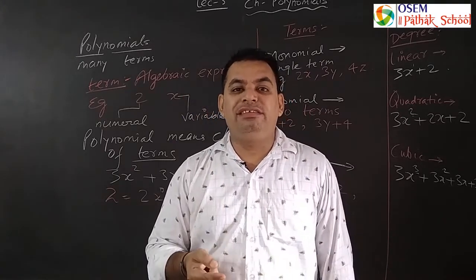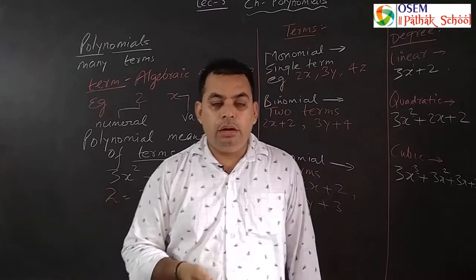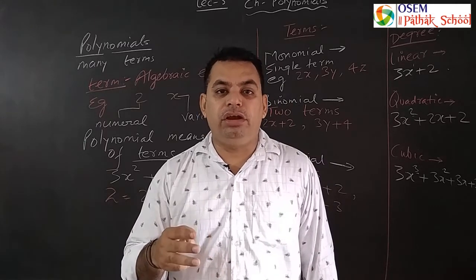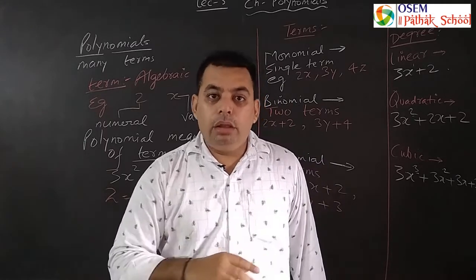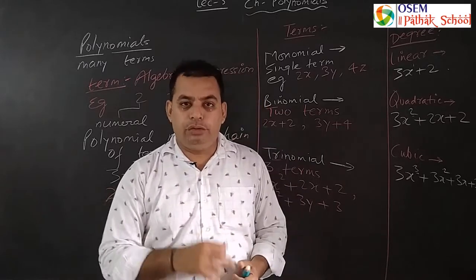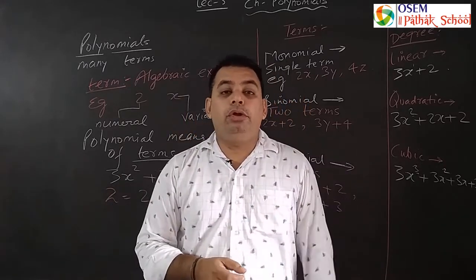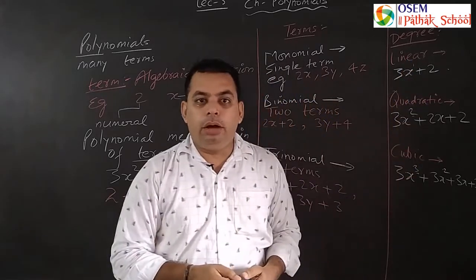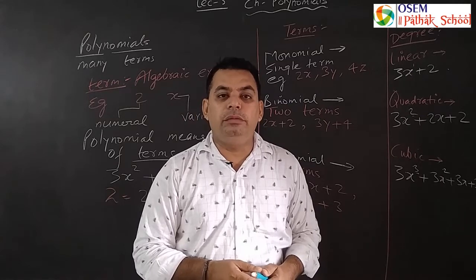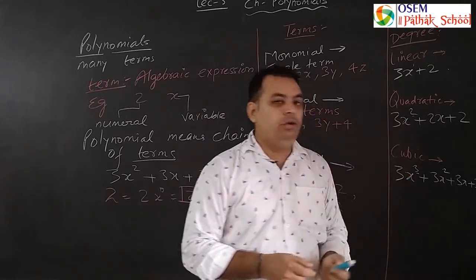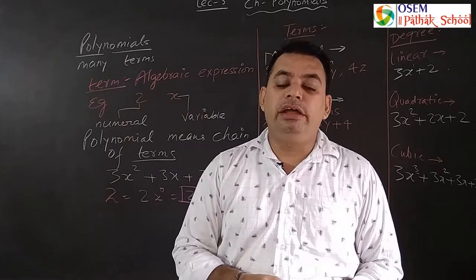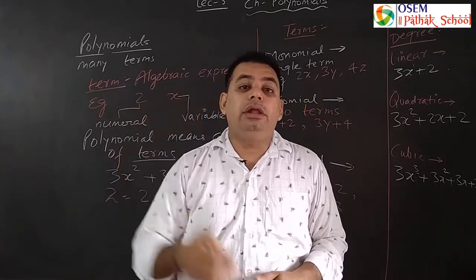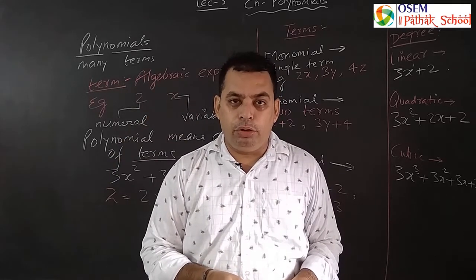A polynomial having a single term is known as a monomial. A polynomial having two terms is known as a binomial, and a polynomial having three terms is known as a trinomial. Now about the degree, or the power: a polynomial having one power will be known as linear. A polynomial having two power will be known as quadratic, and a polynomial having three power is known as cubic. But a polynomial having more than 3 power, that is power of 4, is known as a biquadratic polynomial.